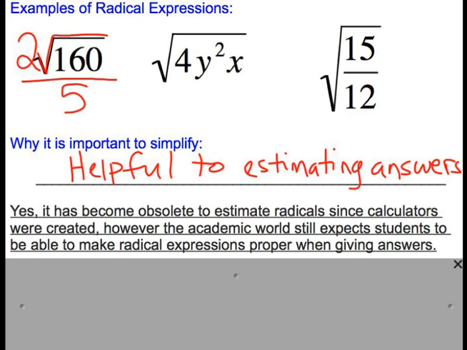But what's interesting is on standardized tests, whether they be ACTs or MCAs, they expect you to be able to make radical expressions proper when giving answers. And so this simplifying process that you're going to learn is actually going to make the answers proper, and that's the answer you would see on a multiple choice standardized test. And that's why it's important right now.